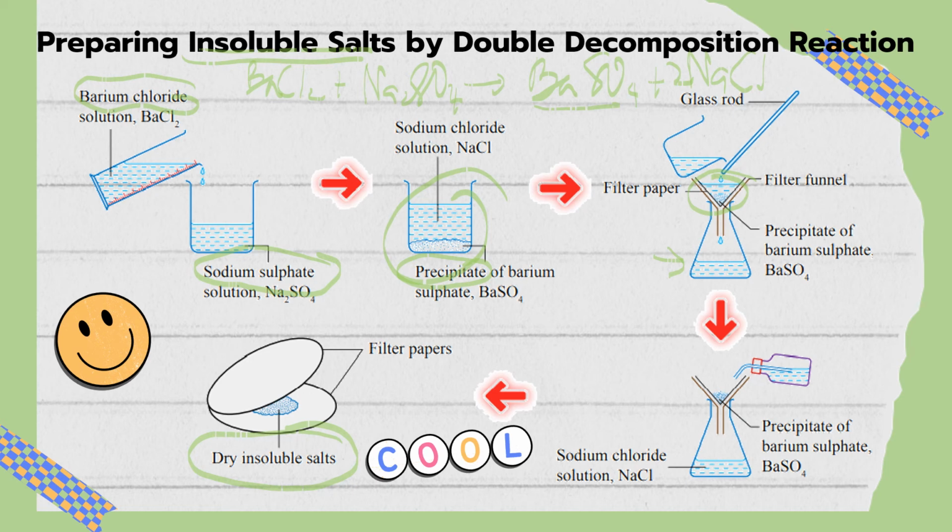Okay, and then you rinse. Here, rinse, because maybe the barium sulfate still has sodium chloride on it. That means you rinse. After you rinse, you dry the insoluble salt by pressing it between two filter papers.